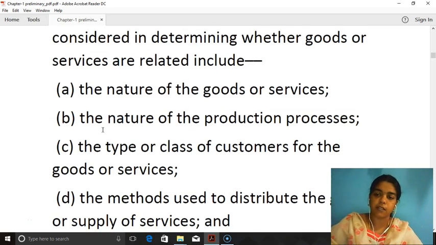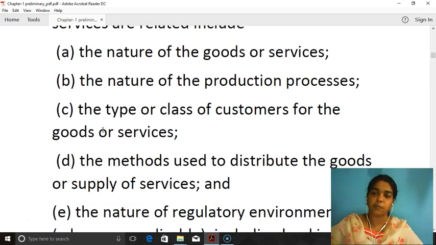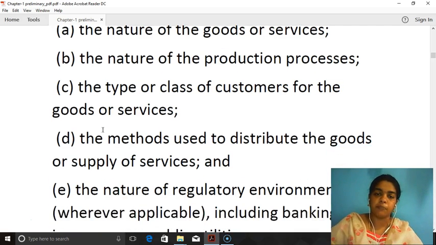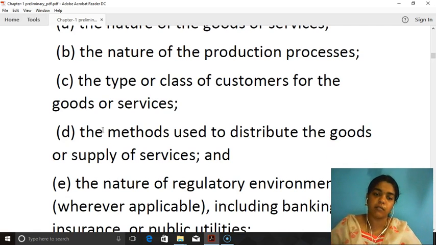Nature of the production process. Suppose there are two production processes and those two production processes are completely different from each other and they are both unique in nature, then you can conclude that the outcome of that particular business process can be a separate business vertical. The type or class of customers for the goods or services. If the type of customer for one business vertical is different from that of the other business vertical, such that both are not the same, then you can call it a separate business vertical.